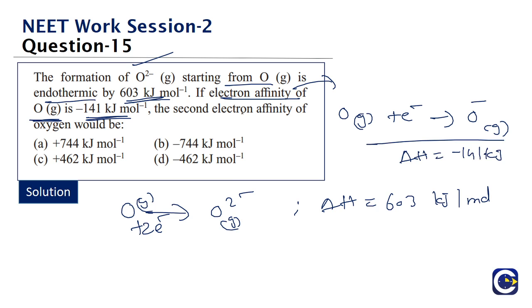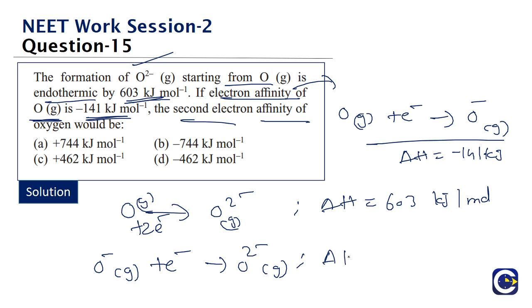They're asking what is the second electron affinity of oxygen. Second electron affinity means: when you take gaseous O minus and give another electron, it will form gaseous O2 minus ion. For this they are asking what is the energy exchange. Let us call it X. So this is again a question related to thermodynamics. We can also answer the question by using our common understanding of the energy changes.